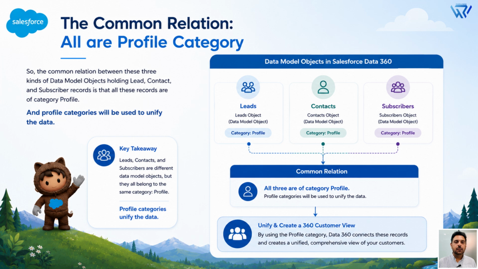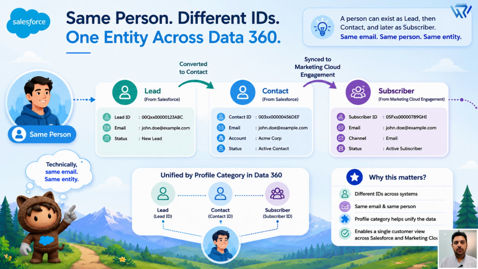Data 360. So the common relation between these three kinds of data model objects holding lead, contact and subscriber records is that all these records are of category profile, and profile categories will be used to unify the data.